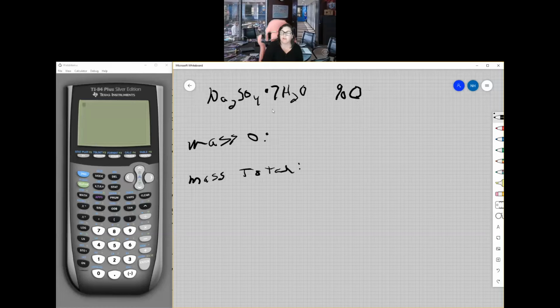Okay, so let's do a count here. How many oxygens do I have in this heptahydrate? Well, I have 4 that come from the sulfate, and I have 7 that come from the hydrate, total of 11. So 11 times 16.00 grams per mole. This is 11 moles. So if I do that math, that's going to give me an answer in grams. Come over here.